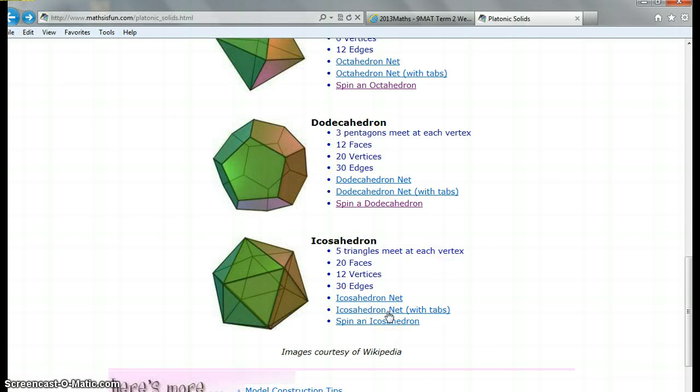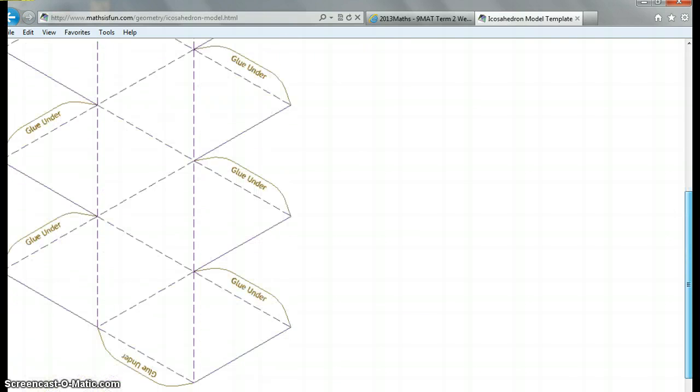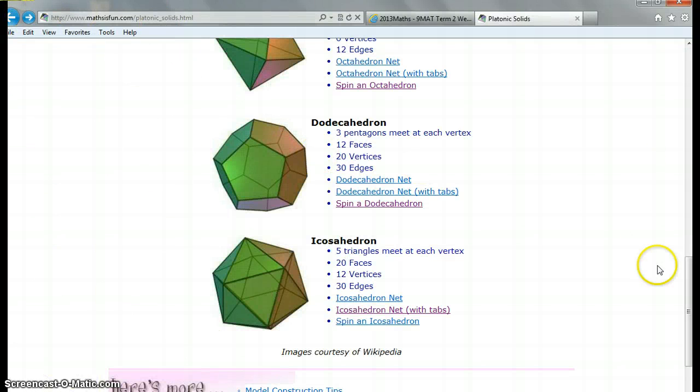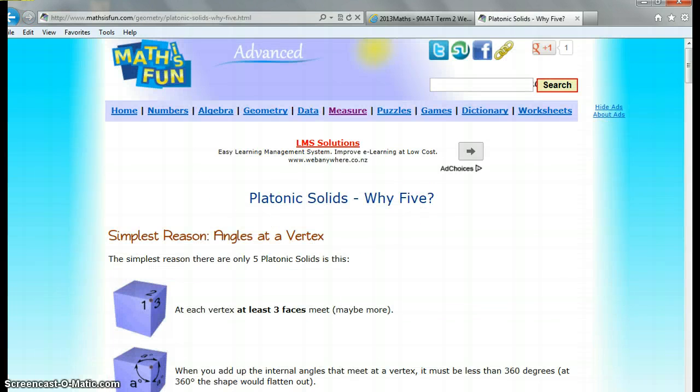And the icosahedron, 20 equilateral triangles. So you can see the net of that. If you did that and glued it up, you would get the icosahedron. Okay, so you can make them. Why only 5?